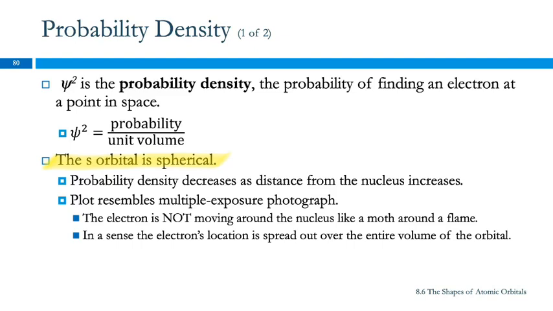It's important to understand that the electron is not moving about the nucleus like a moth around a flame. We tend to think of electrons as particles. It's very understandable. And what would a particle be doing in that region? It would be like zipping around or something, right? But it's a wave. It's occupying the entire space because it's essentially a standing wave.